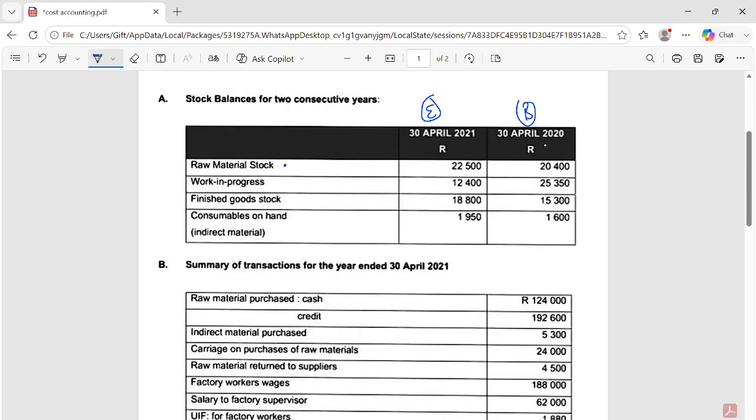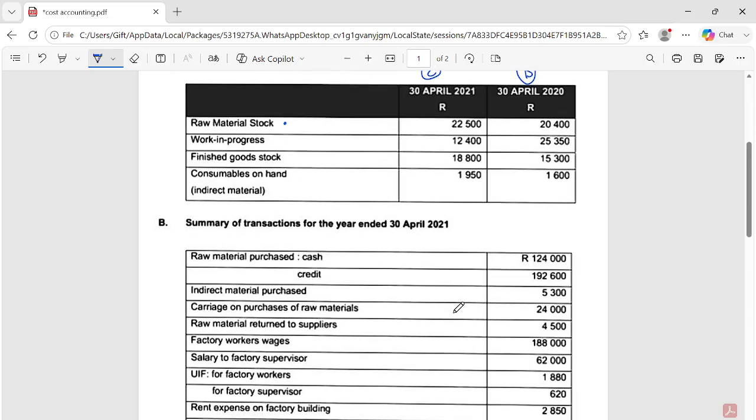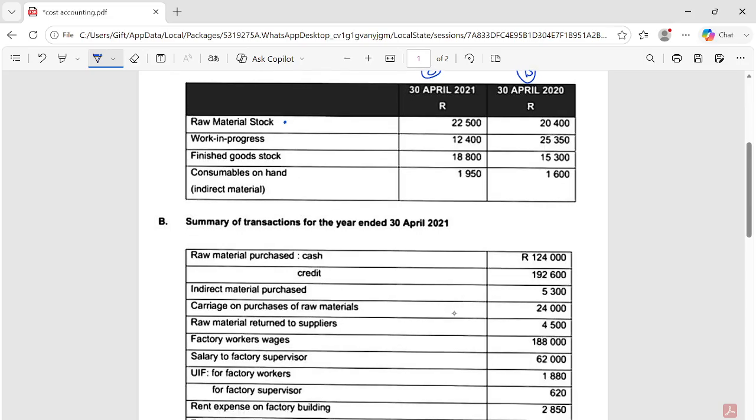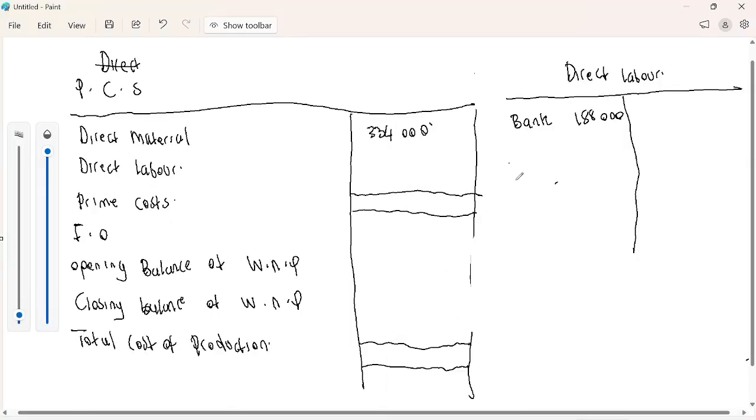Then I have a salary to a supervisor. This is an indirect labor. And then UIF for factory workers. Remember, UIF is included, right? So I'm gonna say UIF is gonna be 1,880. The other ones I don't have them. Medical aid, employers contribution, such things, they're not there. So I'm gonna simply totalize this side, 188,000 plus 1,880.